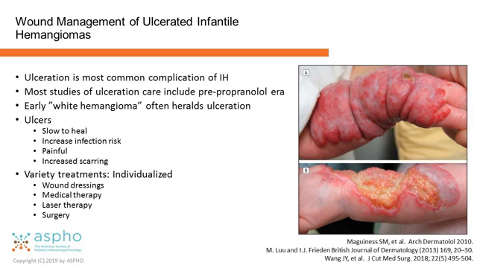Ulceration is the most common complication of infantile hemangiomas, and most studies of ulceration care span the pre-propranolol era. Early white or gray discoloration of an infantile hemangioma, as seen in the top photo here, often heralds impending ulceration. Ulceration is exquisitely painful and increases risk for infection, bleeding, and scarring. These lesions may cause poor feeding and lead to irritable sleep.